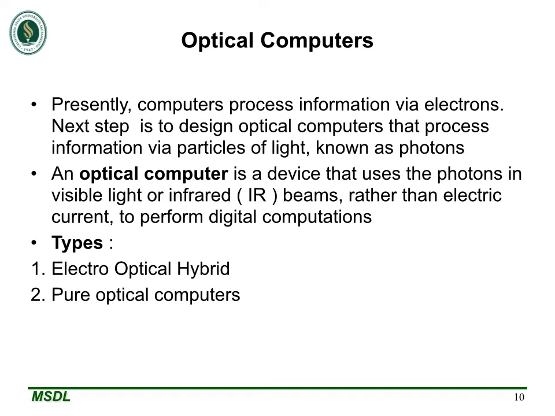An optical computer is a device that uses photons rather than electric current to perform digital computations. There are two types of optical computers: electro-optical computers and pure optical computers. Electro-optical computers use optical fibers as well as electric parts to read and direct data from the processor, whereas in pure optical computers, information is sent throughout the computer with the help of light waves and packets.